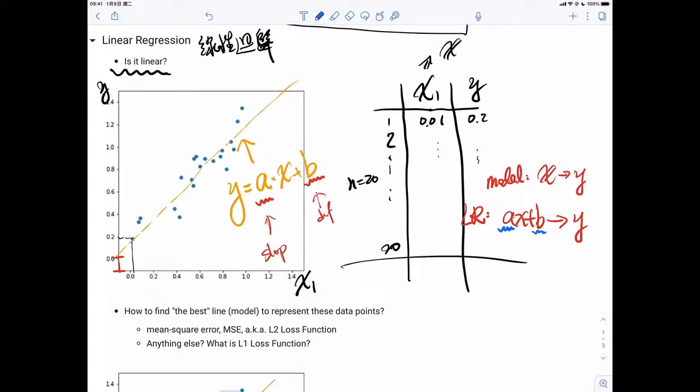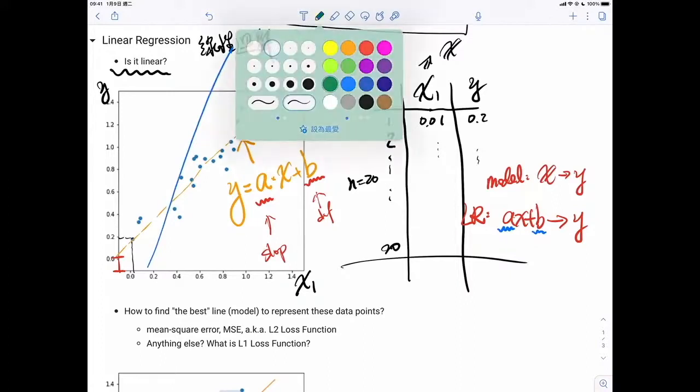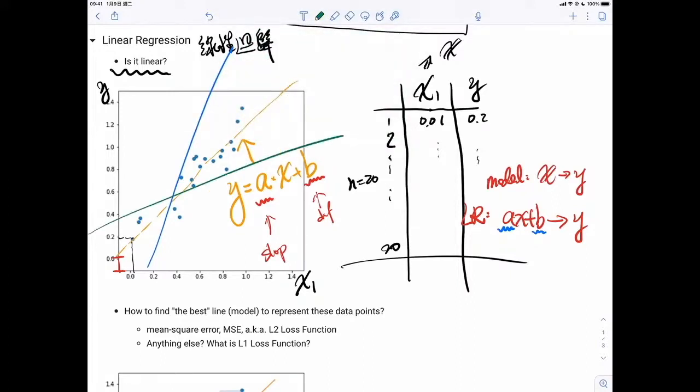There are several different lines. For example, this one, the blue one, and the green one. Because human beings are very smart, we know the orange one is much better than the blue one and the green line, right? So how do we find this best? What do we call best? We use the orange line to describe this data.